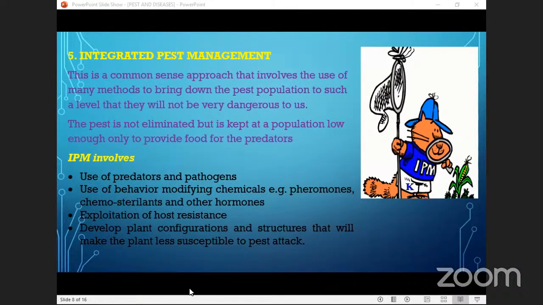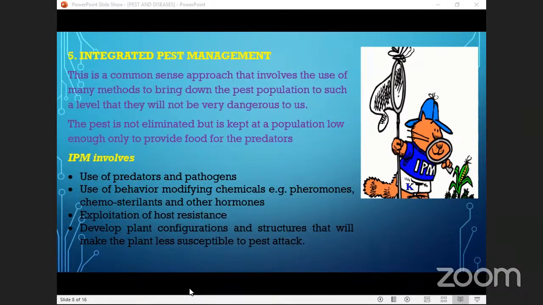Okay, we have chemical, biological, physical or mechanical. Physical simply means you just hand pick. You could easily even put up a fence. All of those fall under physical. Now here we have number 5, integrated pest management.